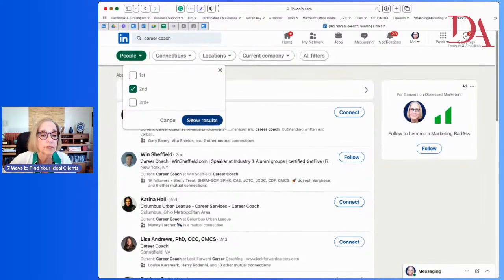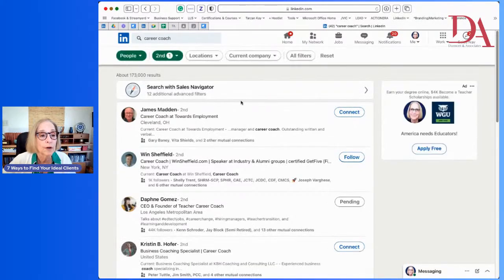Like I could say, okay, I want to see all the people on LinkedIn who are career coaches, who are second degree connections. Okay, so 173,000. Now, there are a lot more than that, but depending on how the search is working and how people are identifying themselves, some people identify themselves as career development coaches or as mentors or as strategists of some kind, or job search coaches or career transition coaches. So there can be all different kinds of names, and that's part of it, is getting creative and searching for people in a whole bunch of different ways until you find the best connection.